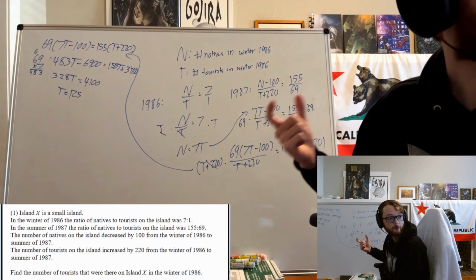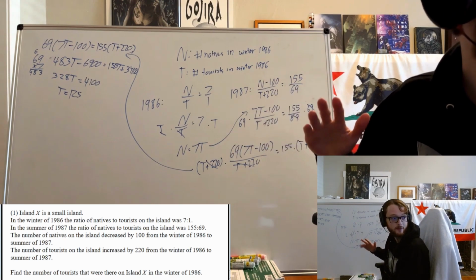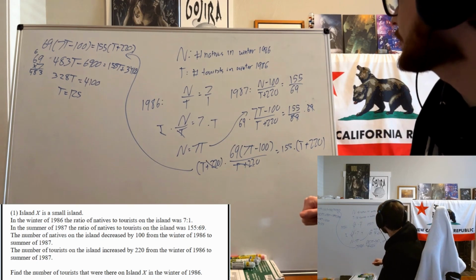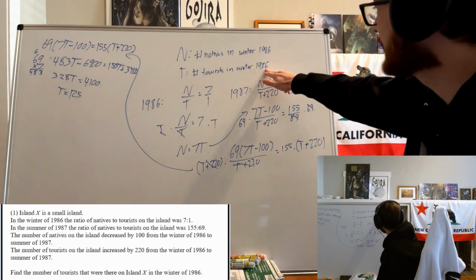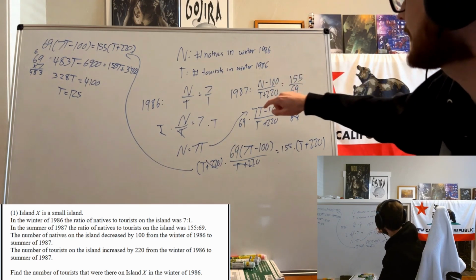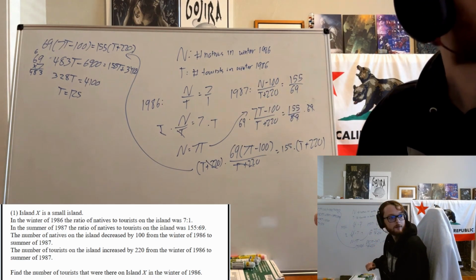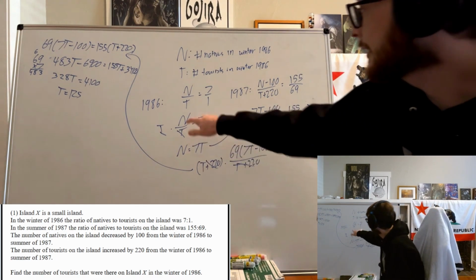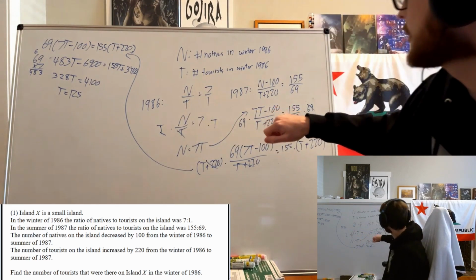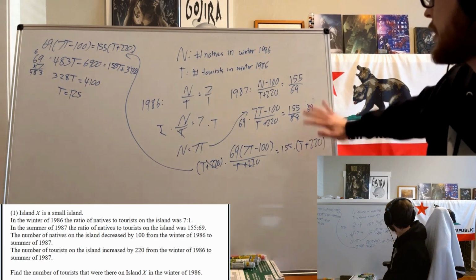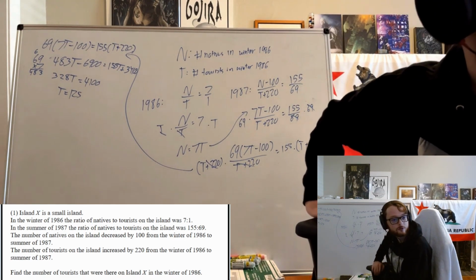You could do it backwards too, where you define the variables for 1987, and then you have to do things the opposite, but I think it's a little bit trickier. And the same with t, that's defined to be the number of tourists in 1986, but when we fast forward to 1987, they've increased by 220. So it's the exact same thing as what's over here in 1986, but you have to adjust your n and your t for the population changes, and the ratio has also changed. So that's why the right-hand side changed.